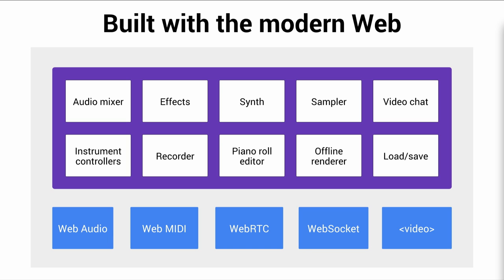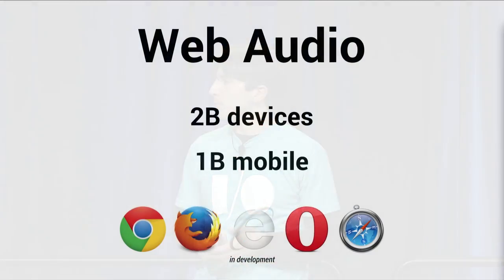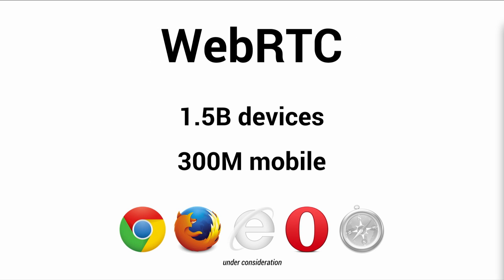Okay. So Soundtrap, it's a great demonstration of the modern web platform, using APIs covering media capture, audio processing, real-time communication, and more. But these APIs aren't just for Chrome. These APIs belong to the open web. And they're available on multiple modern browsers on both mobile and desktop. So, for example, web audio is available on over 2 billion devices, of which over 1 billion are mobile, including Android and iOS. WebRTC, over 1.5 billion browsers, and 300 million mobile devices.